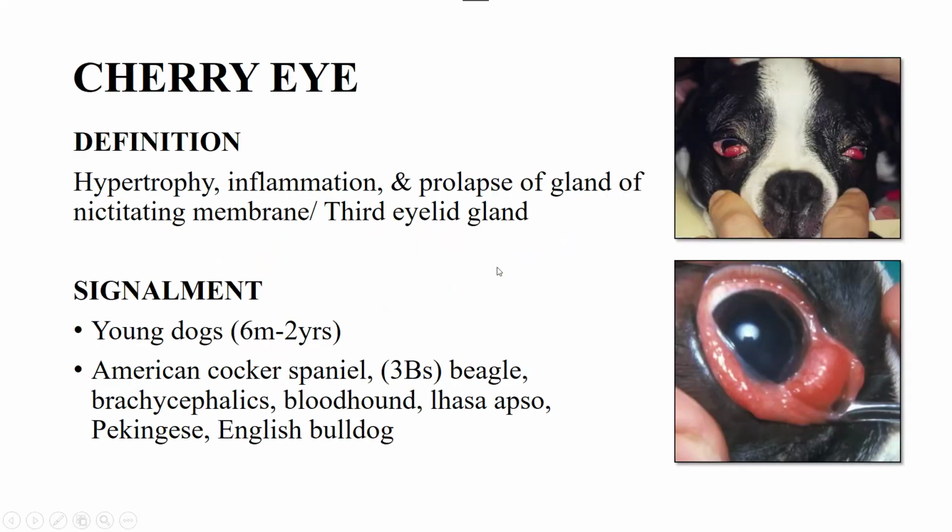By definition, cherry eye is the hypertrophy, inflammation, and prolapse of the gland of the nictitating membrane, also called the third eyelid gland.